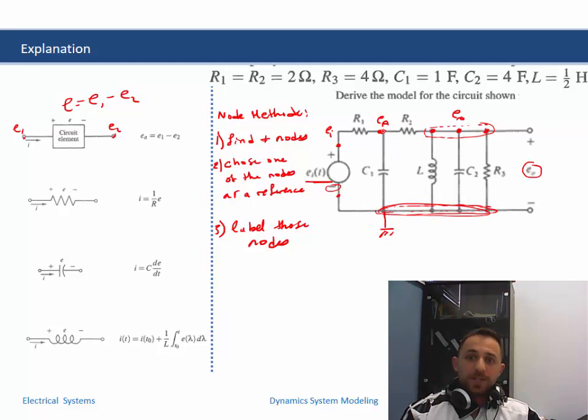Now, you should be summing the currents across a certain node. So let's take this node. We have EA minus EI over R.